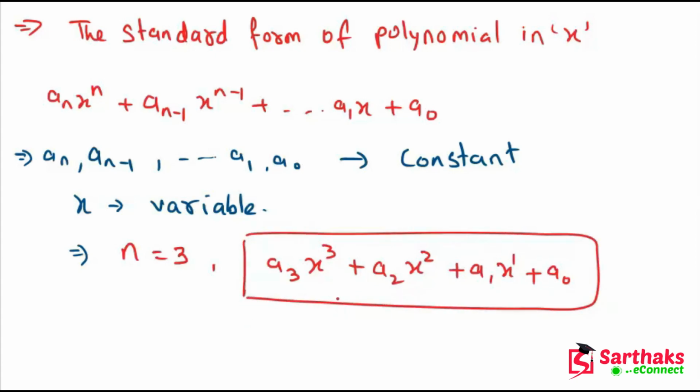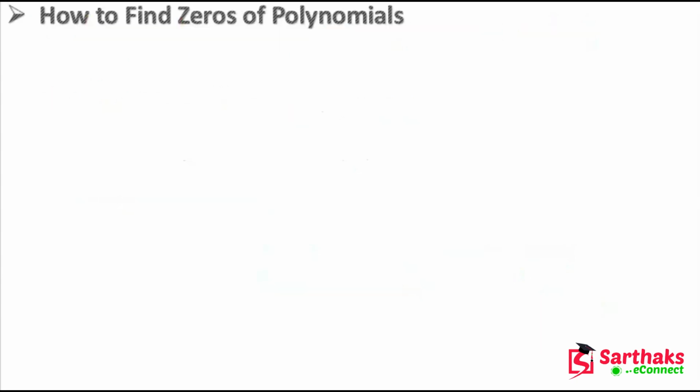With the help of such type of polynomials, we are going to find the zeros of the polynomial. How to find the zeros of the polynomial? I hope you understand these things. Zeros of a polynomial can be defined as the points where the polynomial becomes 0.